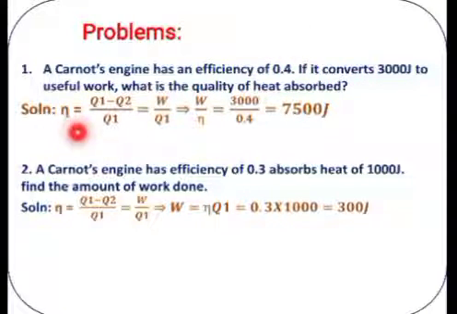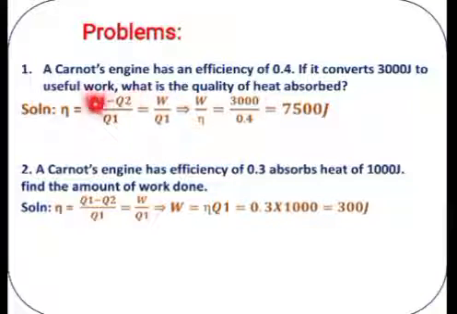Based on that, we are going to substitute the given values. So eta we have to search, right? Or eta is given? No, eta is a given value. How much have they given? 0.4 is the efficiency. What about this 3000 joule? 3000 is nothing but work done. Now eta is equal to (q1 minus q2) by q1, this is nothing but work done divided by q1.